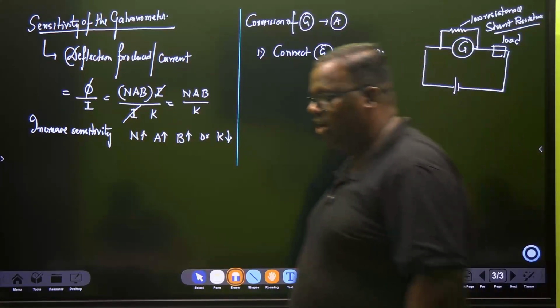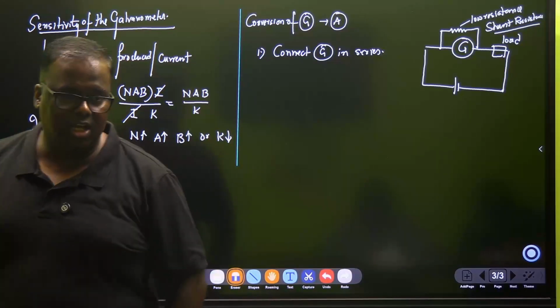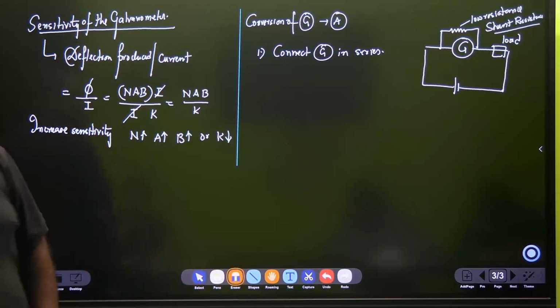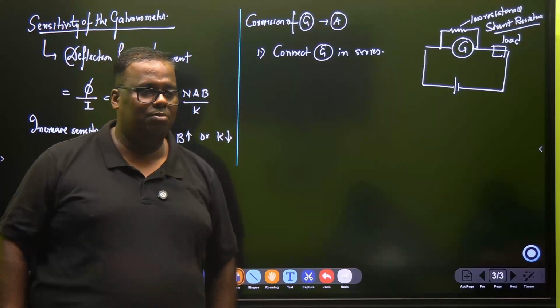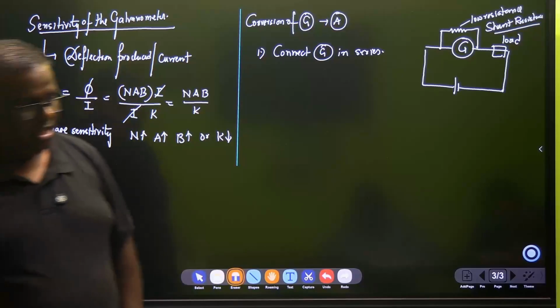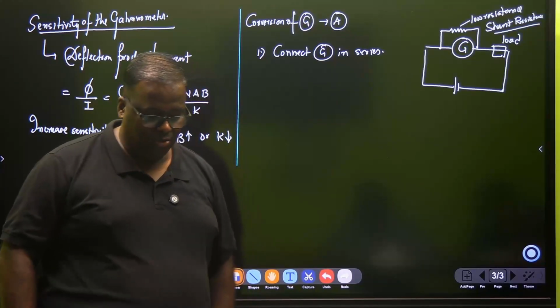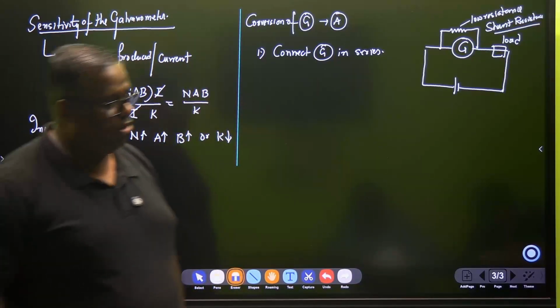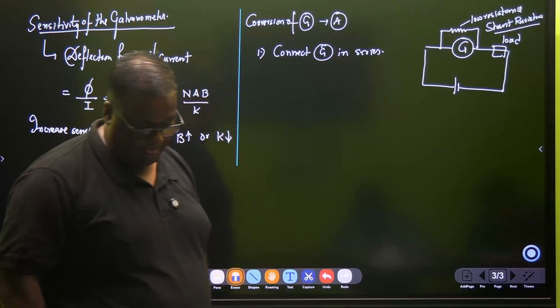Locomotives in a railway yard which just move around are called shunting engines. So the shunt will actually allow the majority of the current to pass through. If you want, you can write down: current always prefers a low resistance path. So the majority of the current will go through the shunt, and only a safe current will flow through the galvanometer, and the galvanometer is protected.